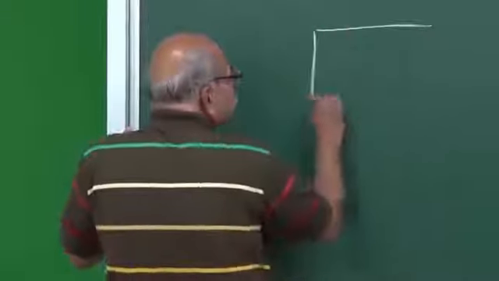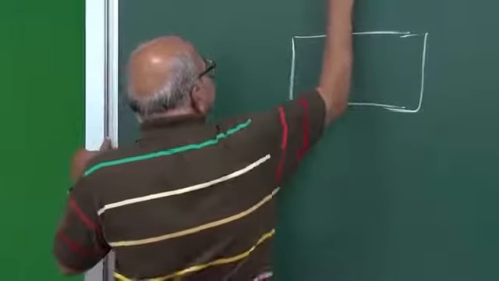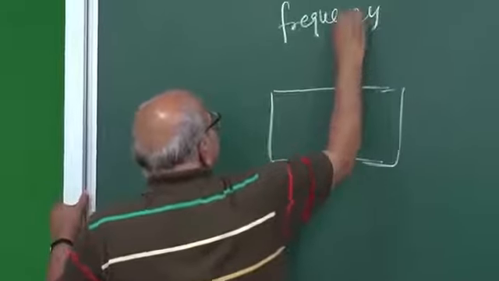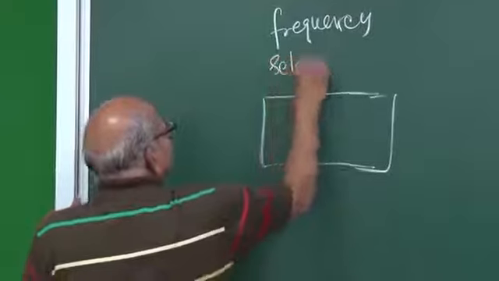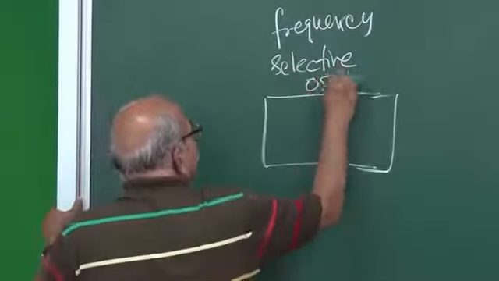So the block diagram will be like this. This is your frequency selective oscillating circuit. Why frequency selective?